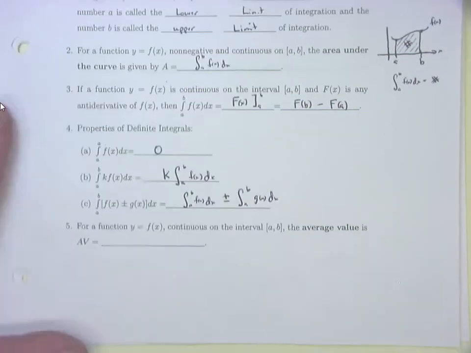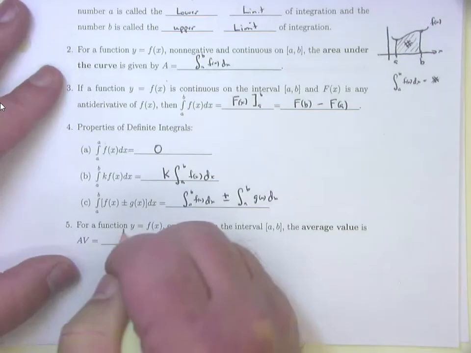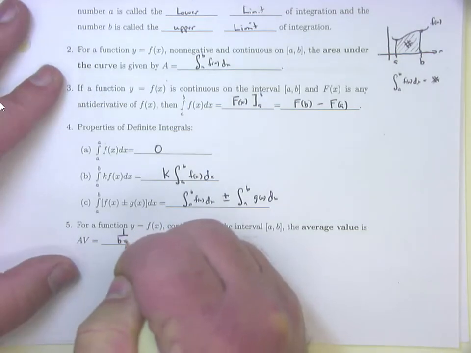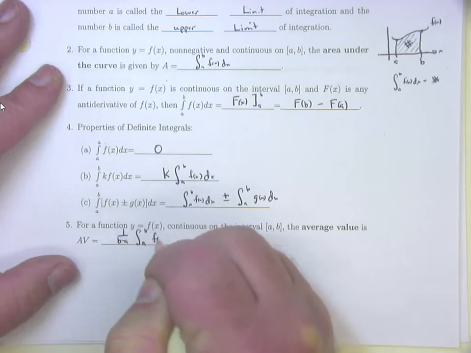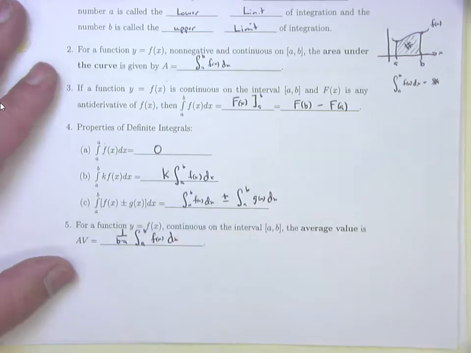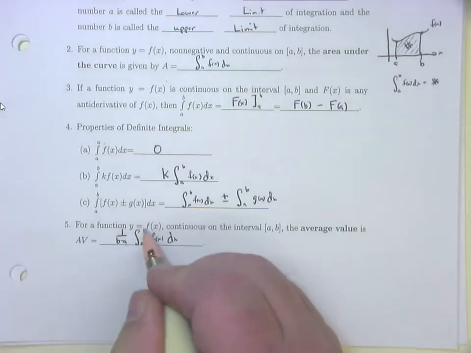And then the last one that we just talked about a few seconds ago, but again, drumming it down in your notes: for a function y equals f of x, continuous on the interval between a and b, the average value, and they call it AV for average value, is 1 over b minus a times the integral from a to b of f of x dx. It is a formula for getting the average y coordinate.